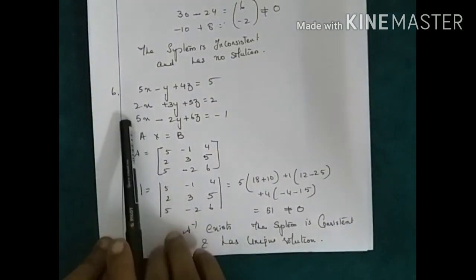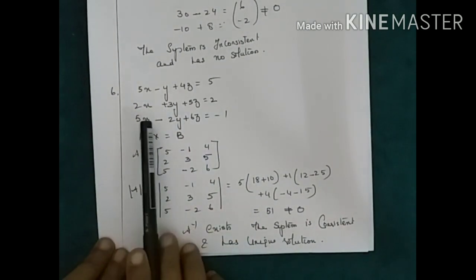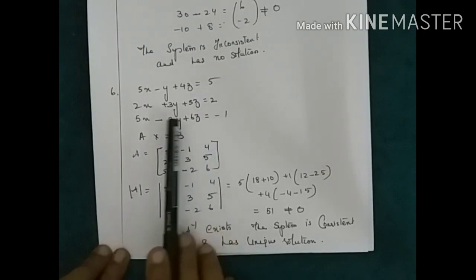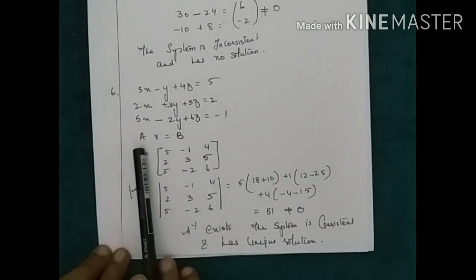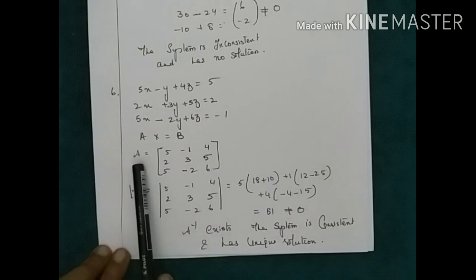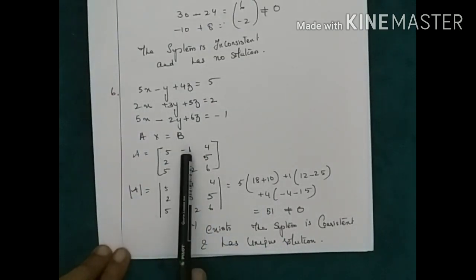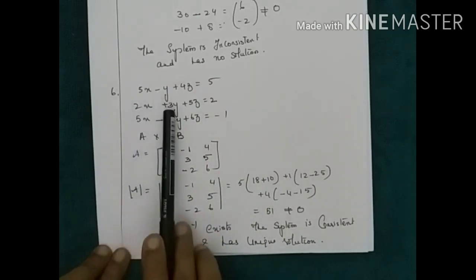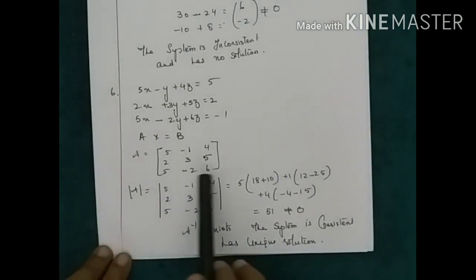The next sum. 5x minus y plus 4z equal to 5, 2x plus 3y plus 5z equal to 2, 5x minus 2y plus 6z equal to minus 1. So we are writing in the matrix form. So what is matrix A? The coefficients. So 5, minus 1, 4, 2, 3, 5 and 5, minus 2, 6.